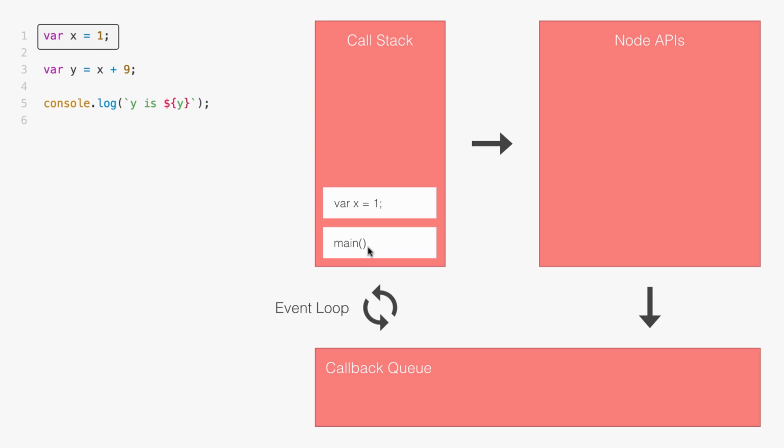Now this statement's going to run, creating the variable. Once it's done, we can remove it and move on to the next statement, where we make the variable y, which gets set equal to x, which is 1, plus 9. That means y is going to be equal to 10. We do that, and we move on to the next line. The next line is our console.log statement. Console.log is going to print y is 10 to the screen. We use template strings to inject the y variable right here. When we run this line, it gets popped on to the call stack, and once it's done, it gets removed.